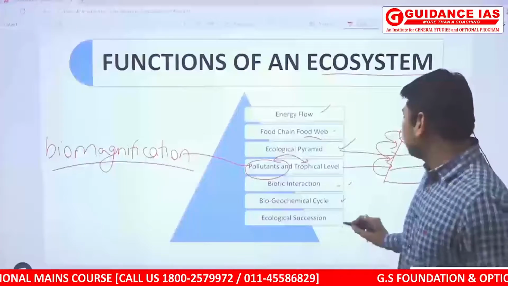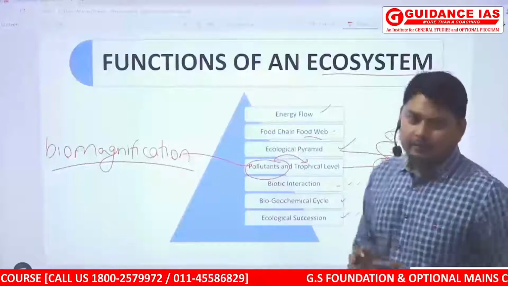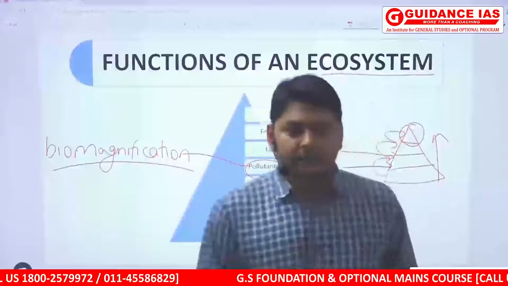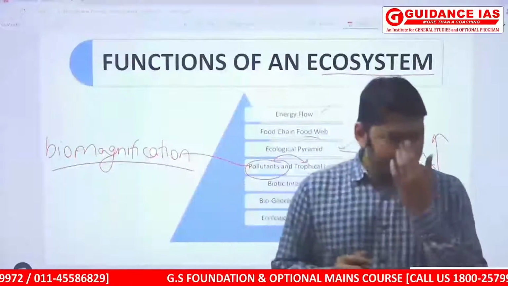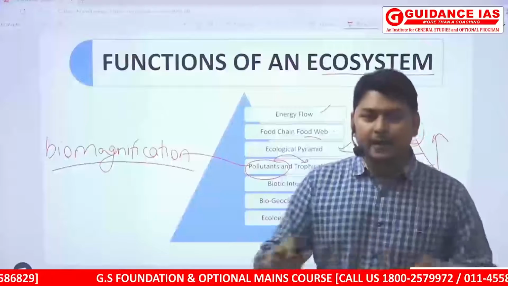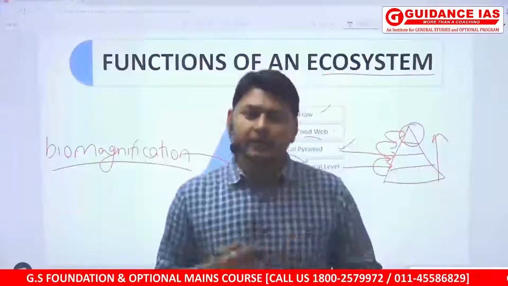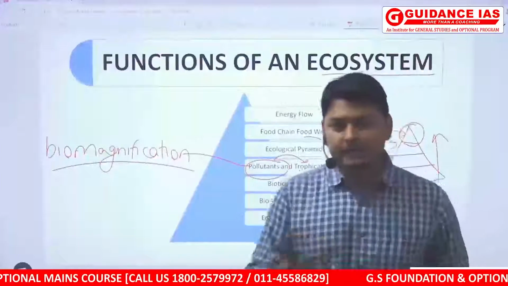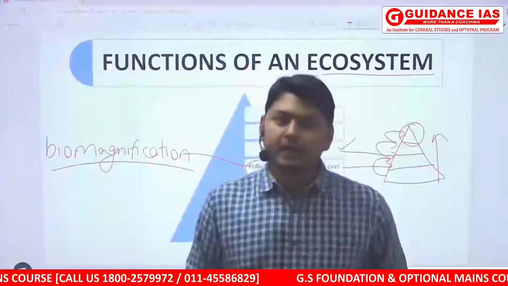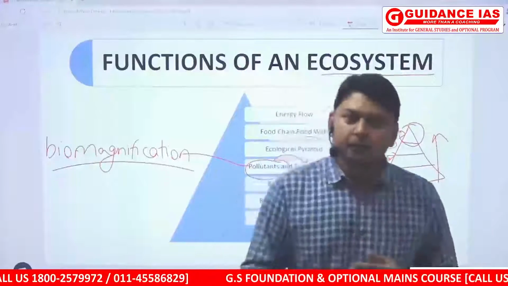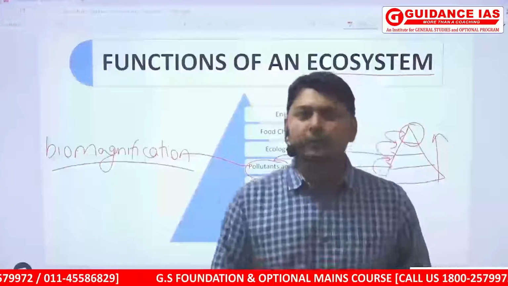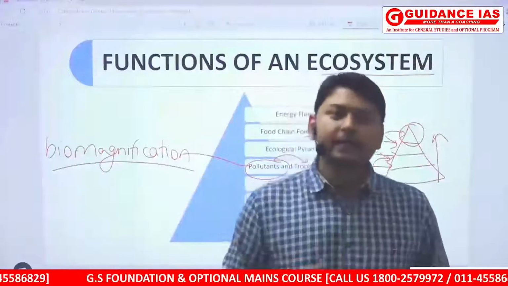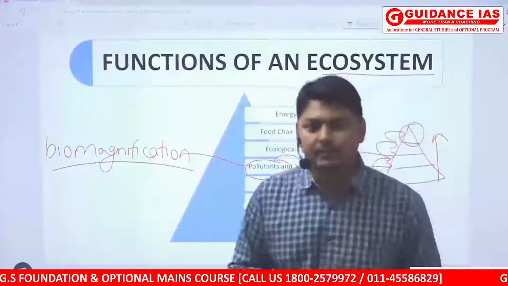Now next is ecological succession. For example, we can say that I have a barren land. The rainfall occurred, then the grasses came out. First succession was there. There was a grassland ecosystem. Then more rainfall came, then the trees grew up. So there was a second level of ecological succession.